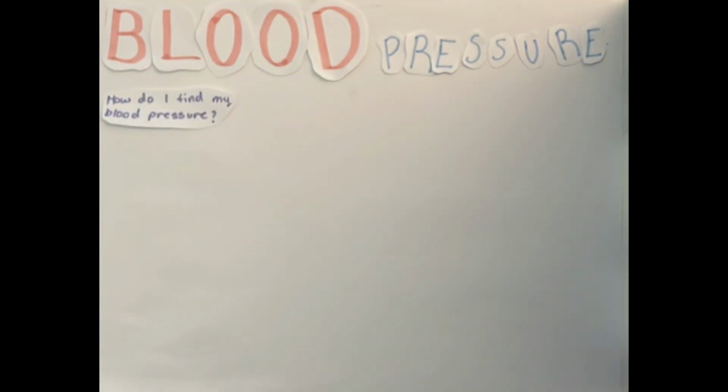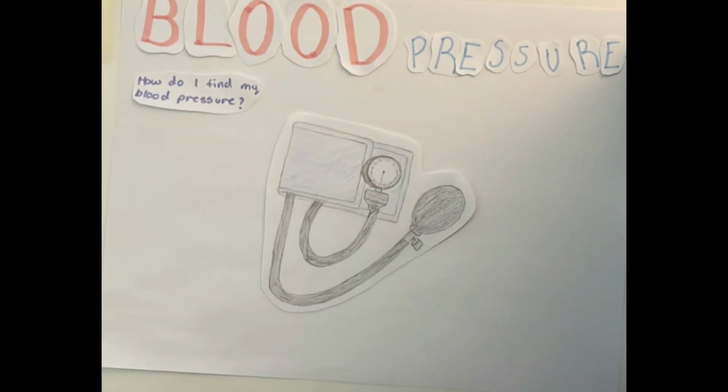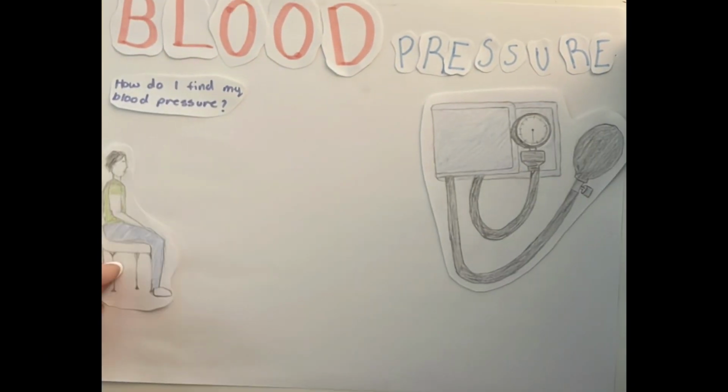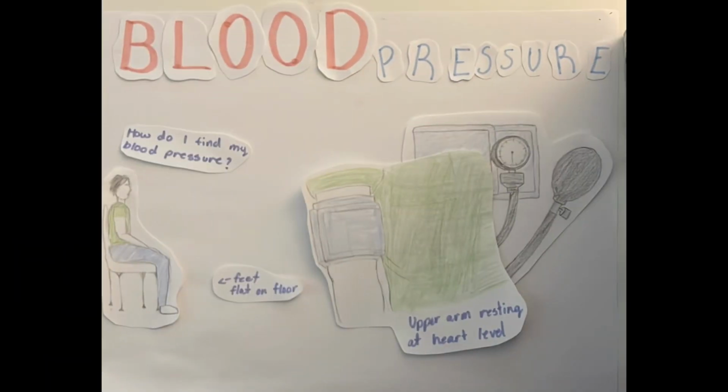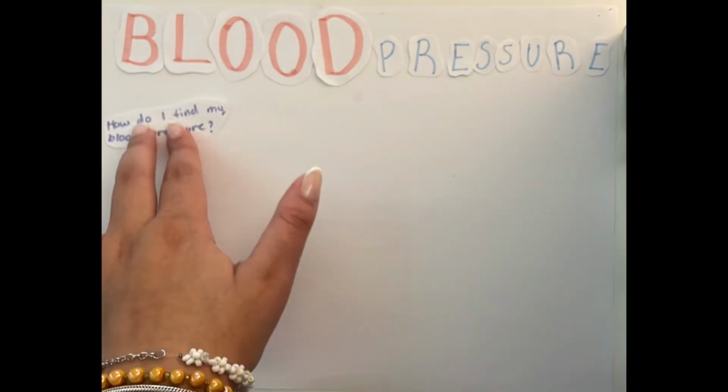How do I find my blood pressure? Blood pressure with a blood pressure cuff. You first need to sit in a chair with your feet flat on the floor. Your arm needs to be resting on a table so it's level with your heart. The cuff needs to be above your elbow.